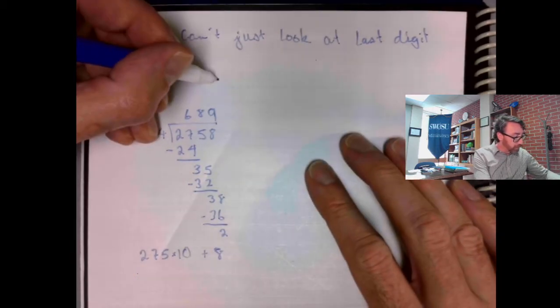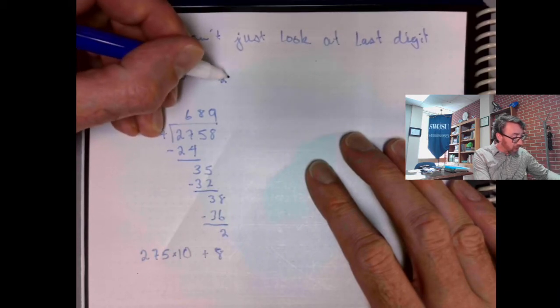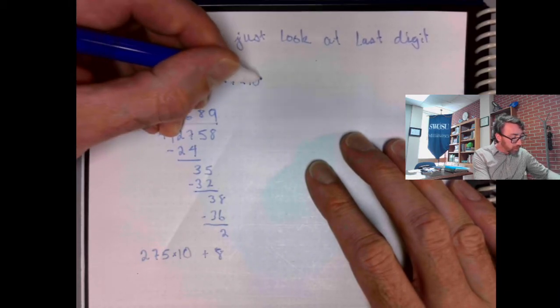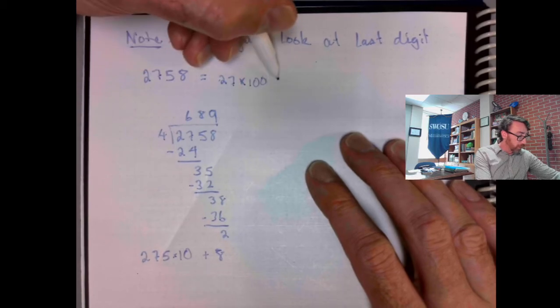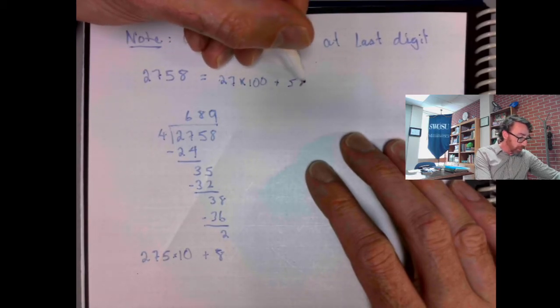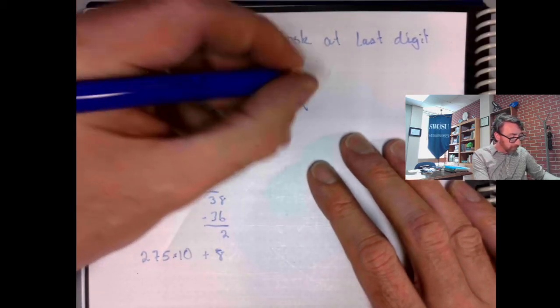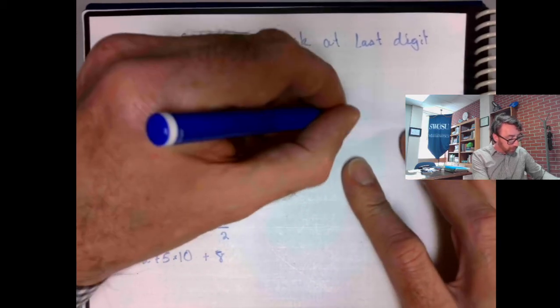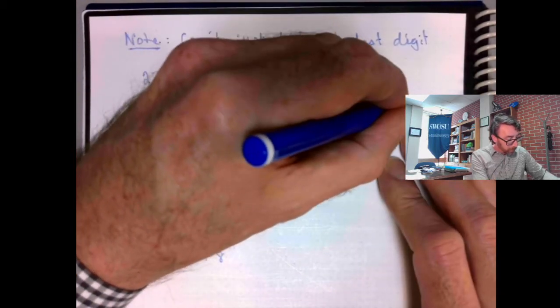So what you got to do is consider a multiple of 100, which you know is divisible by 4. So we focus on this last part. That 58 there is not a multiple of 4.